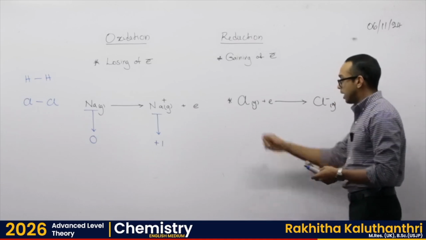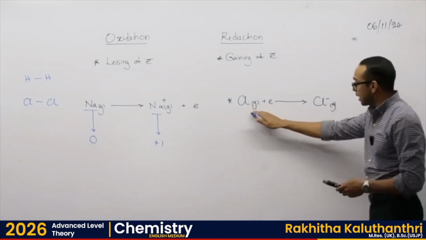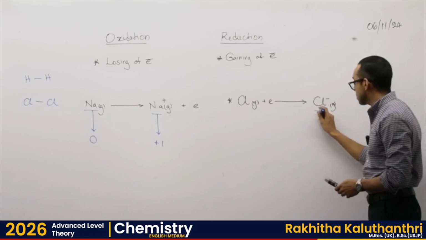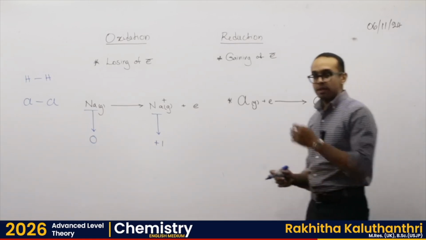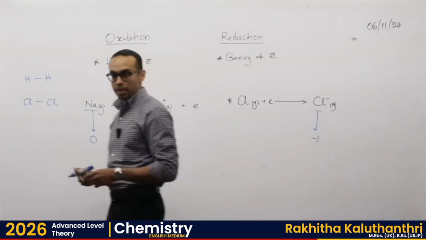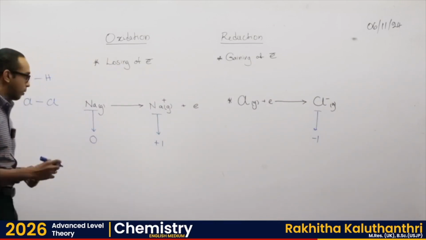So here this is a reduction, gaining of electrons. After gaining the electrons, it becomes -1 in oxidation state. Is that clear? Do you understand? So it is a -1 charged ion. Therefore it's -1.